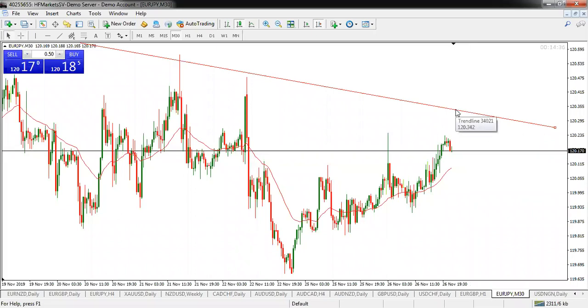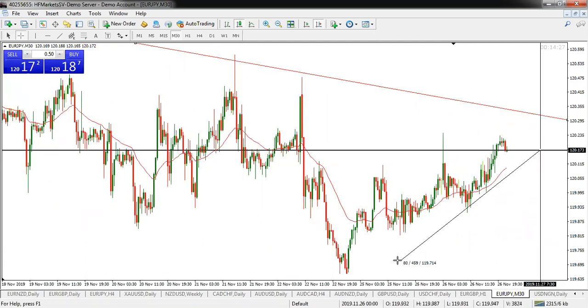Another way is this. If price moves from where it's currently to here, how many pips? That's 51.7 pips. So another way to calculate these pips is to just take the figure where the market started, that is 120.173, and then the figure of where price is now currently, that is 119.656, and then deduct them from each other, you are going to get the pips.